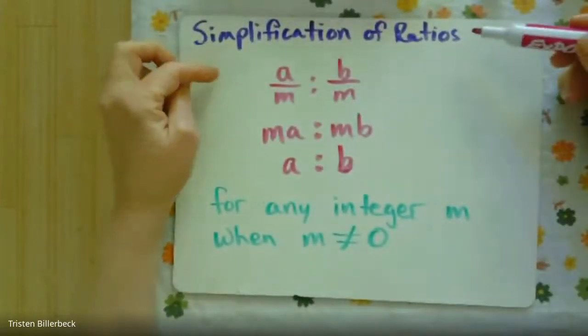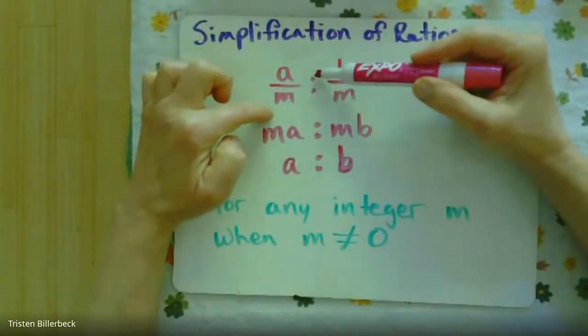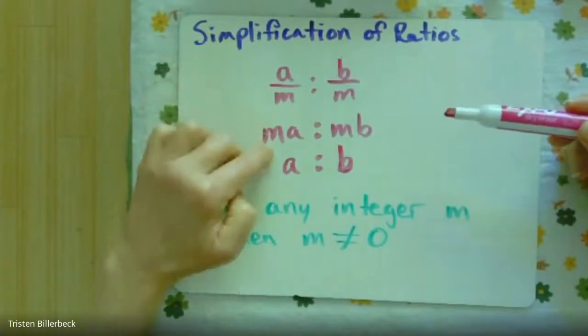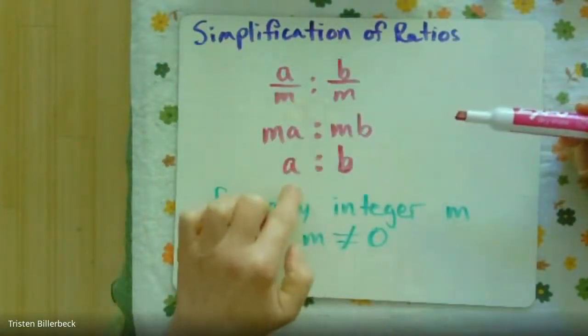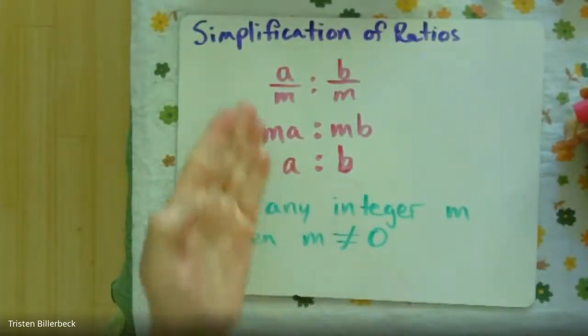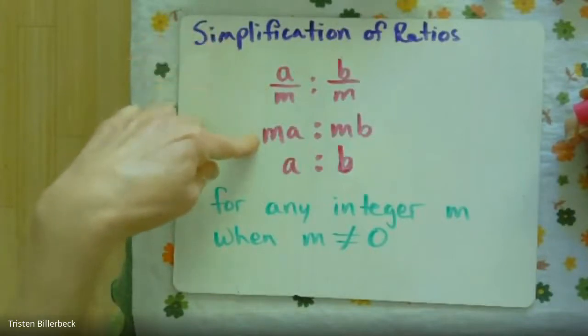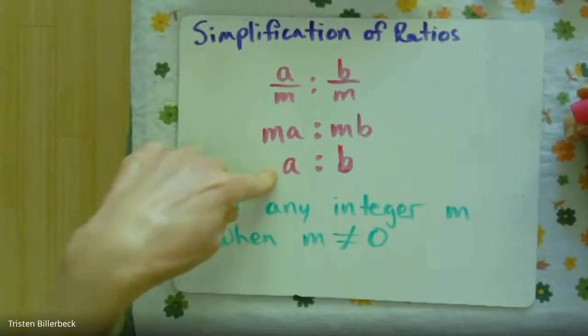Now, simplification of ratios. If I have A to B, that's actually the same thing as M times A to M times B. And it's actually the same as A to B, because they're all being either divided by the same thing or multiplied by the same thing. But when we simplify it, it becomes A to B.